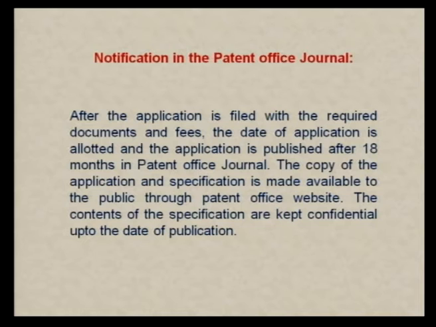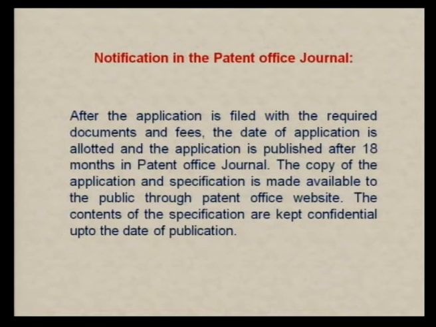So the complete specification, whatever you have written, will be published in the journal. Before that, it will be kept under the covers. It will not be shown to anybody. But after the 18 months time has passed, it will be published in the Patent Office Journal. So before that, it is requested to people who are actually inventing things that they should not go for any type of exposure of their inventions. They should keep the things in cover, go file for an application, and then wait for it to be published in the journal, in the Patent Office Journal.